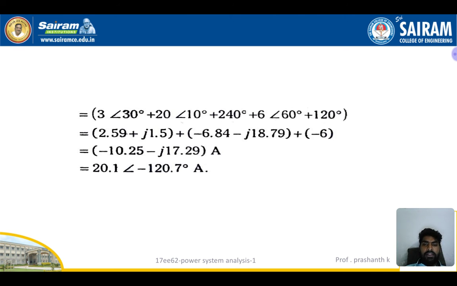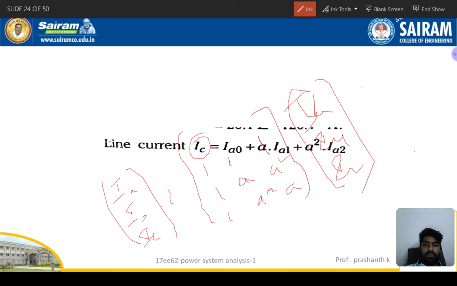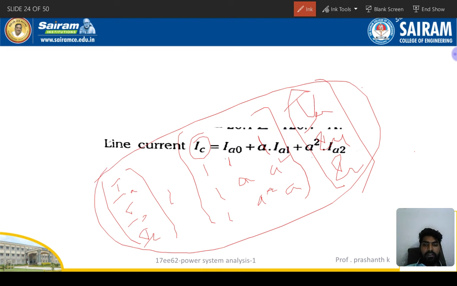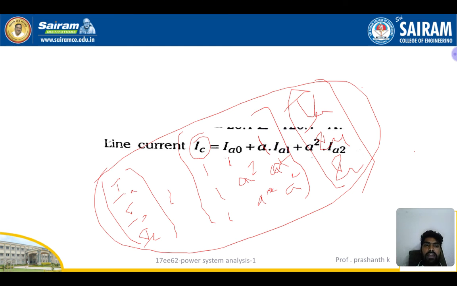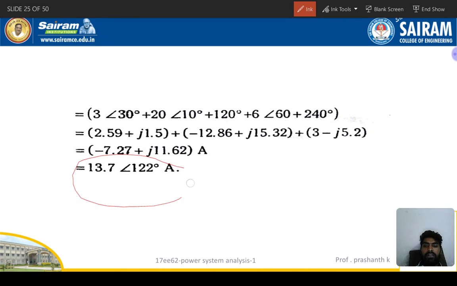If you want to calculate the line current IC, it is IA naught plus A IA1 plus A square IA2. This is the formula we use, and once again I revised it here. If you want IA, IB, IC, use this matrix formula with the A operator, where IA naught, IA1, IA2 are the zero sequence, positive sequence, and negative sequence components respectively. Just substitute the given values and you get the final answer, 13.7 angle 120 degrees amperes.